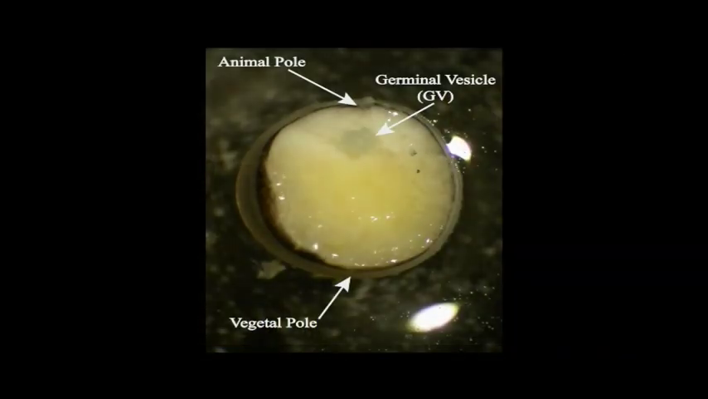The upper hemisphere of the egg, the animal pole, is dark. The lower hemisphere, the vegetal pole, is light. When deposited in the water and ready for fertilization, the haploid egg is at the metaphase of meiosis II.